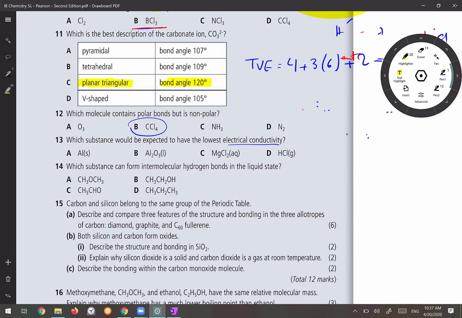Okay, so electrical conductivity, the first one, what type of material is that? Al. Metal. It's metal, and you know that metals have very good electrical conductivity. It's one of their specific properties. Part B, Al2O3, what type of material is that?